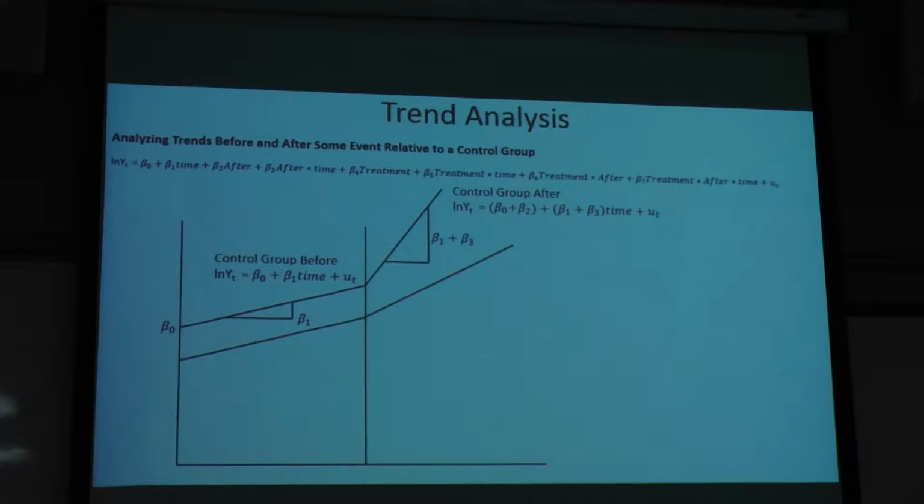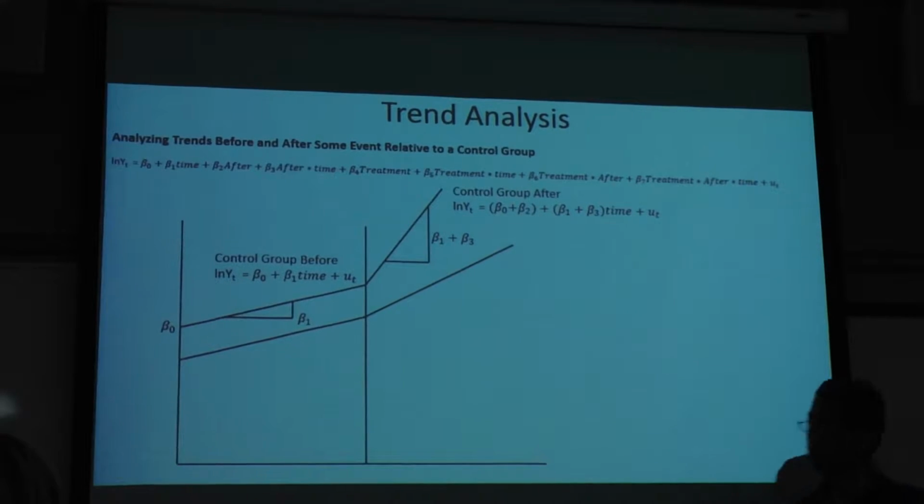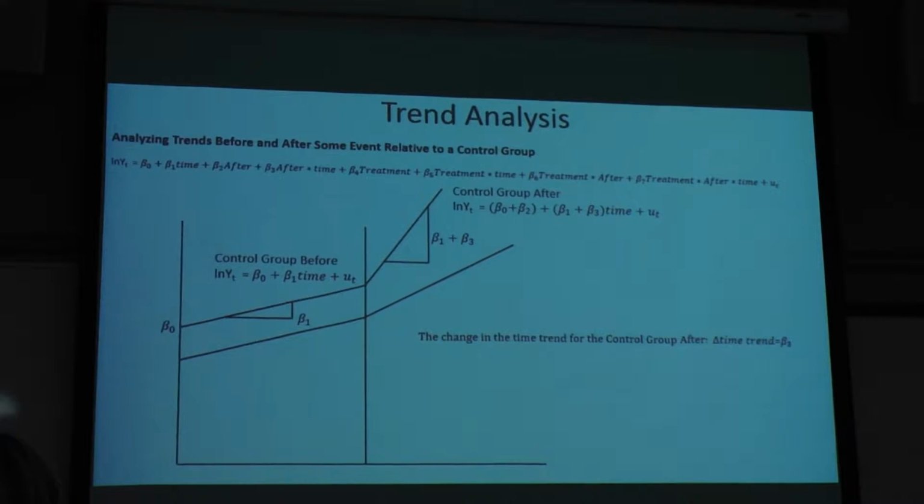All right, that's the control group. We want to do the same thing. What's the difference in the growth rate after the treatment for the control group? The difference in the growth rate for the control group after the treatment. What's the difference between this slope and that slope? Beta 3. The change in the time trend for the control group after the treatment is beta 3.